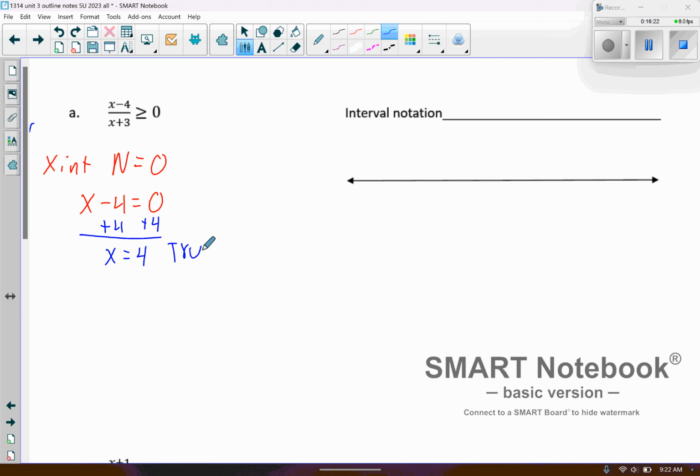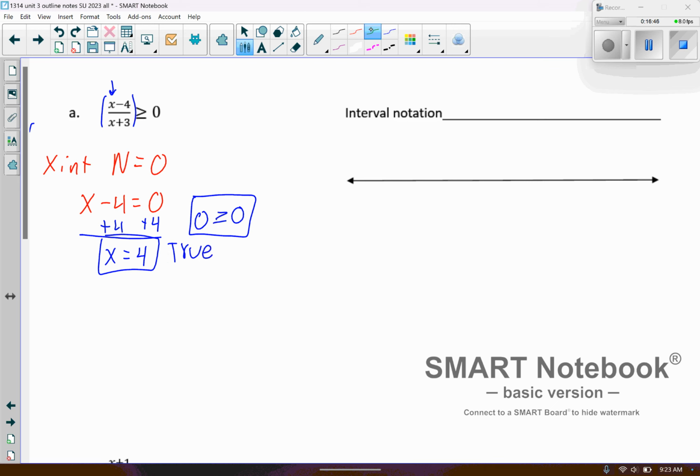So this is true because when I plug this in, I'll get 0 is greater than or equal to 0, which is true. Because if I plug in 4, it causes the left side to go to 0, and 0 is greater than or equal to 0. So we will include 4. It's part of my solution set.